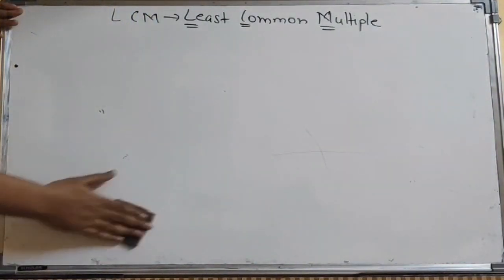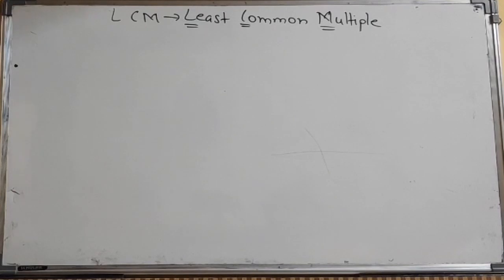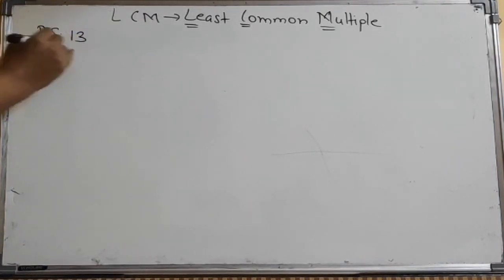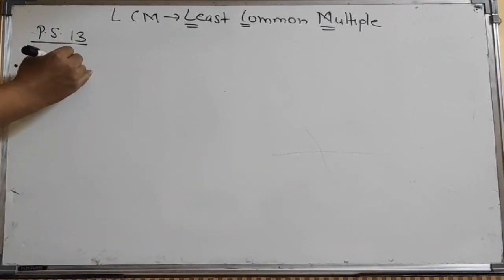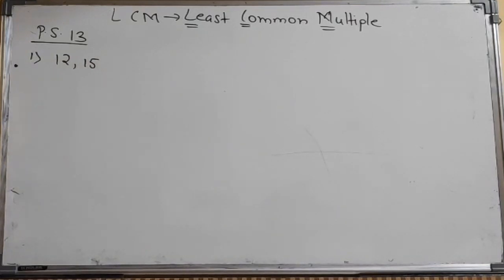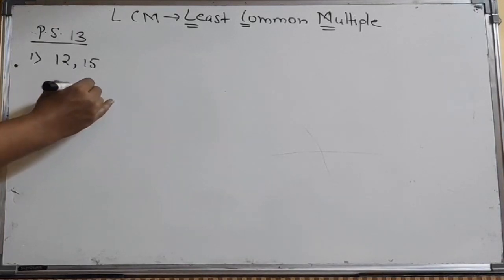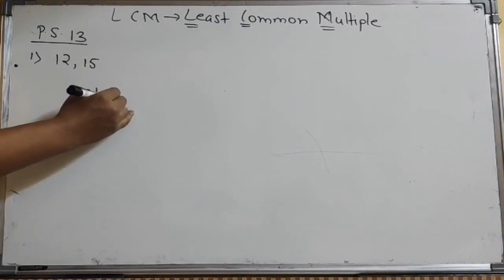I'm going to start solving some sums from your practice set number 13. I'm going to solve a few sums. The first sum is 12 and 15. You have to find the LCM of 12 and 15. So how do you find the LCM of 12 and 15? 12, 15.